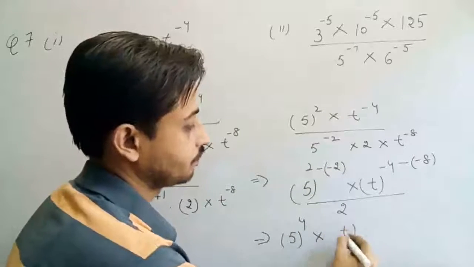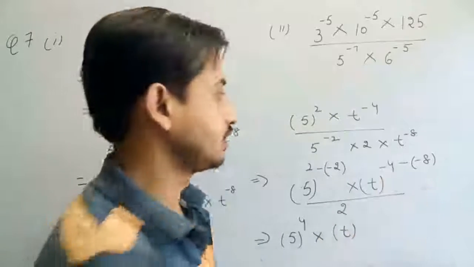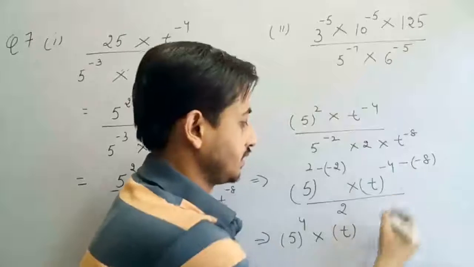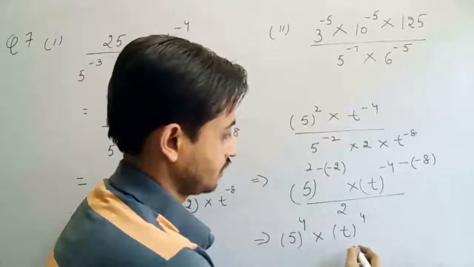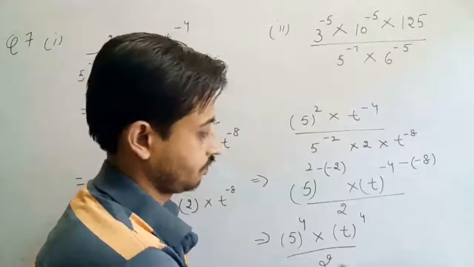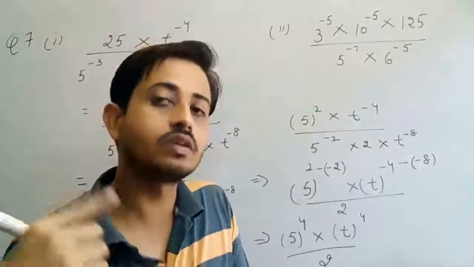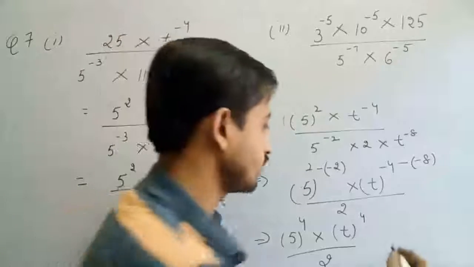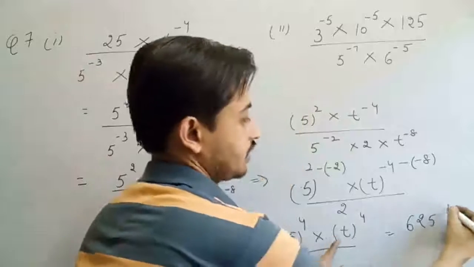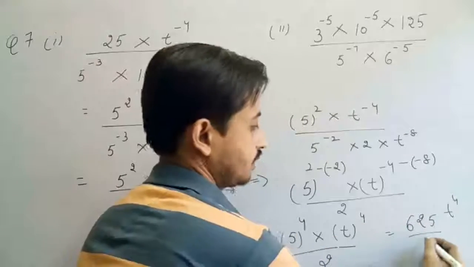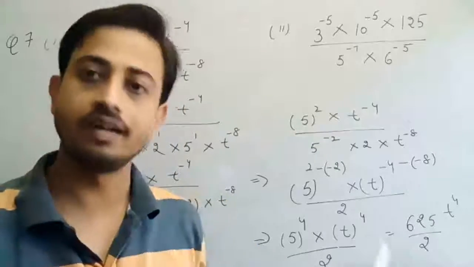Same here, minus 4, negative negative becomes positive, so minus 4 plus 8, we get plus 4. Divide by 2. 5 raised to the power 4 means 5 into 5 into 5 into 5, it means 625. And t raised to the power 4 divided by 2. So this is our final answer. Please make a note.